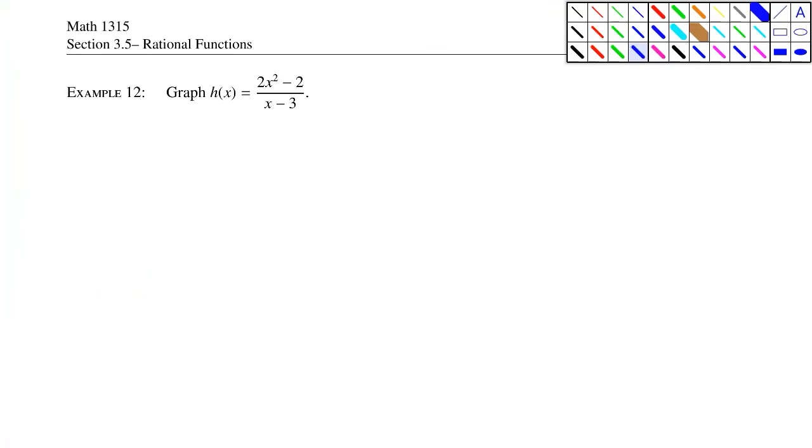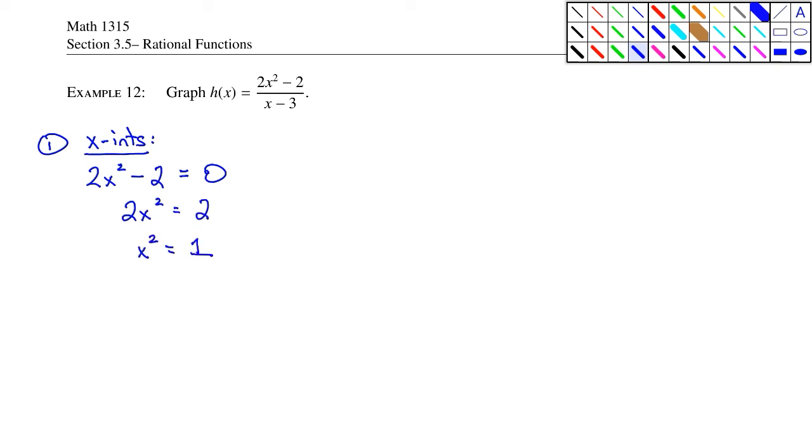Let's look at example 12. Graph h of x is equal to (2x squared minus 2) over (x minus 3). So step 1, let's find the x-intercepts. I'm going to take 2x squared minus 2 and set that equal to 0. So 2x squared is equal to 2. Then x squared is equal to 1. So x is equal to plus or minus 1. So there are two different x-intercepts, one at plus 1, one at minus 1.